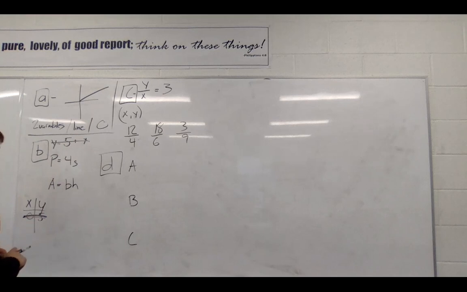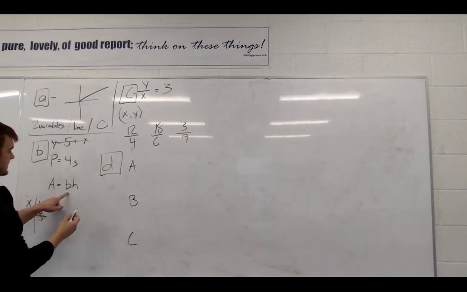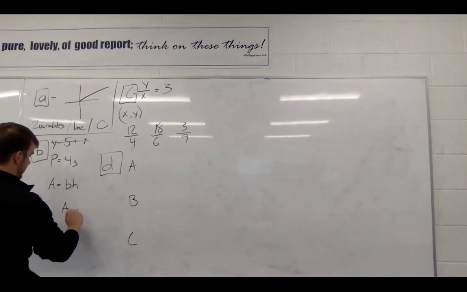You should know that it's this one already, but I'll just explain it to you. So if here you have A equals base times height, we're just going to say that the base is the constant here. So you have A and H.